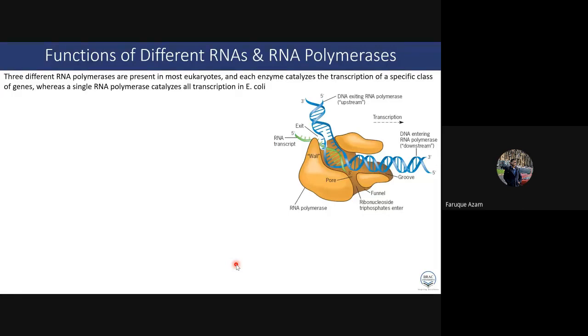In bacteria there is one polymerase that transcribes all the RNAs, but in eukaryotes there are three RNA polymerases: 1, 2, 3. In plants there are two others, 4 and 5. But in humans, animals, and mammals, there are one, two, three. RNA polymerase 1 synthesizes all the ribosomal RNAs except the 5S RNA, which is very short.